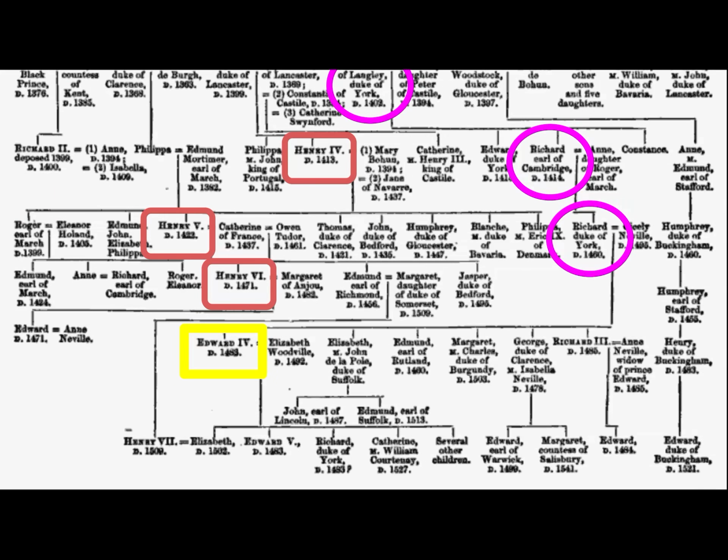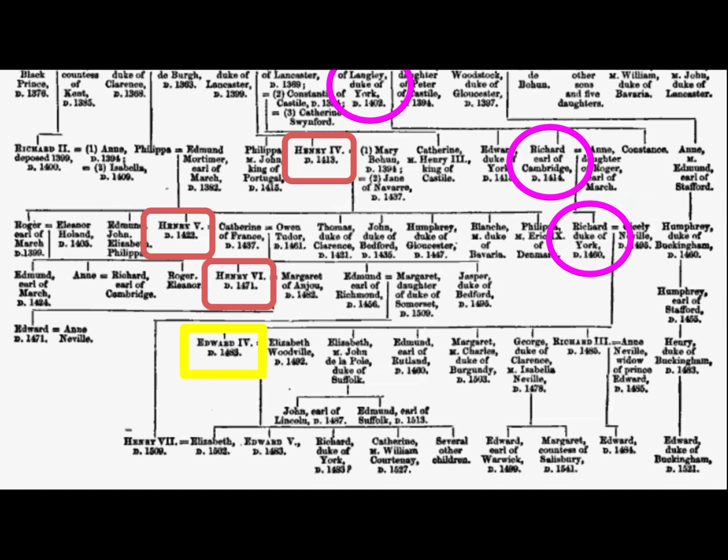The York line has a claim through that fourth brother. The Lancastrian line has a claim through John of Gaunt and Henry IV. The York line has a claim through that fourth son, whose name is, you can see, Edmund of Langley. So this is where the clash comes from in our play.